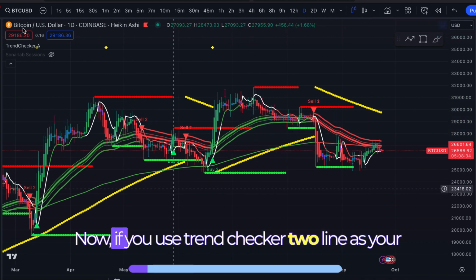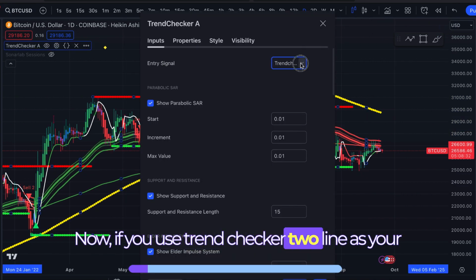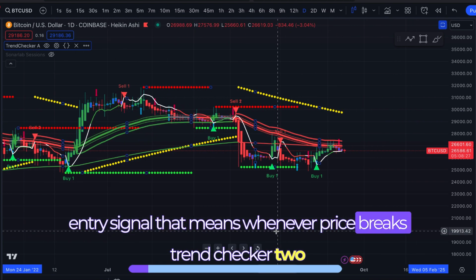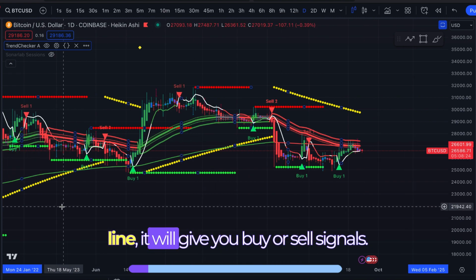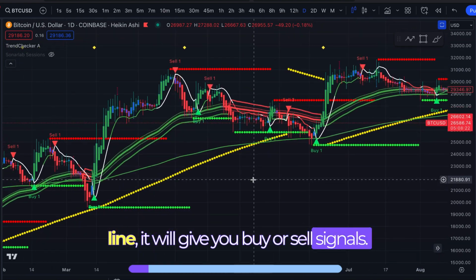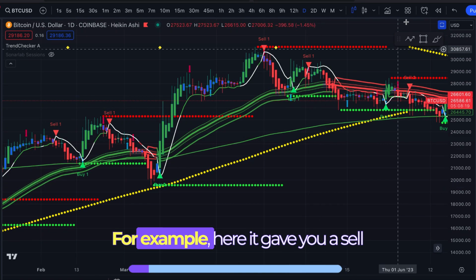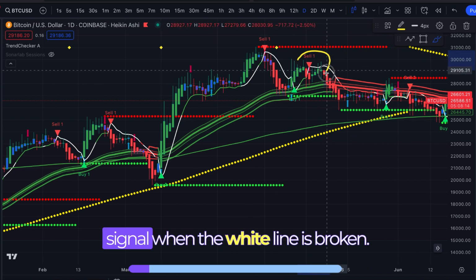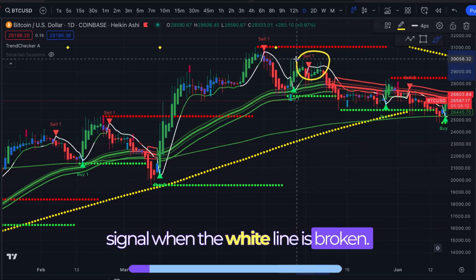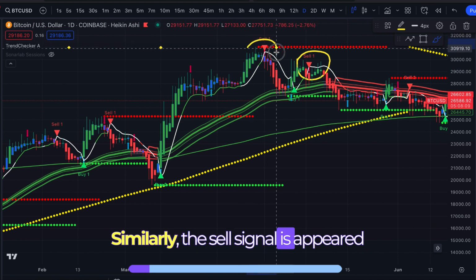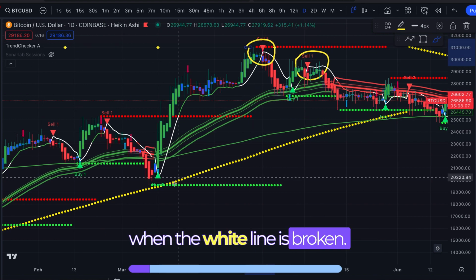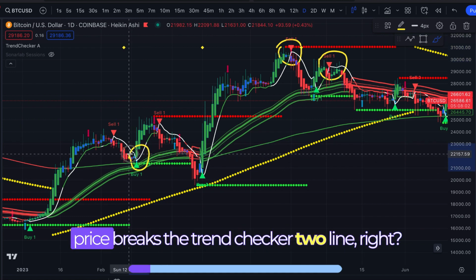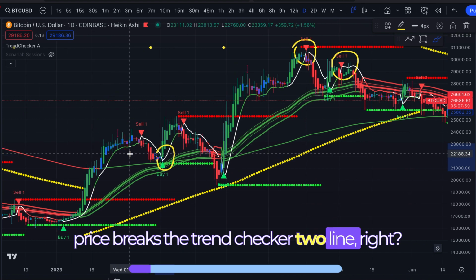Now if you use the Trendchecker 2 line as your entry signal, that means whenever price breaks the Trendchecker 2 line, it will give you buy or sell signals. For example, here it gave you a sell signal when the white line was broken. Similarly, another sell signal appeared when the white line was broken. Same, if you see, a buy signal appears when price breaks the Trendchecker 2 line, right?